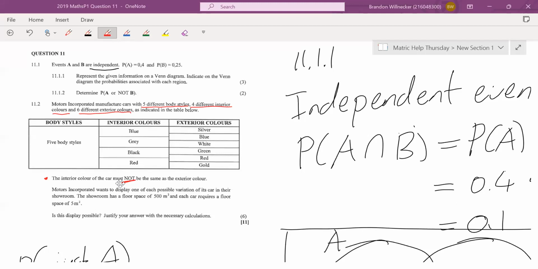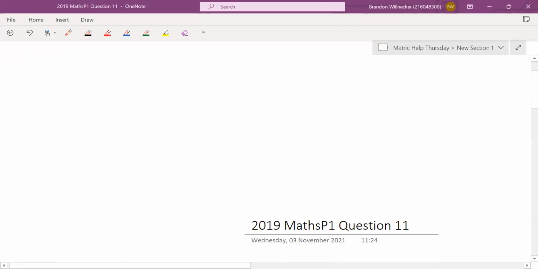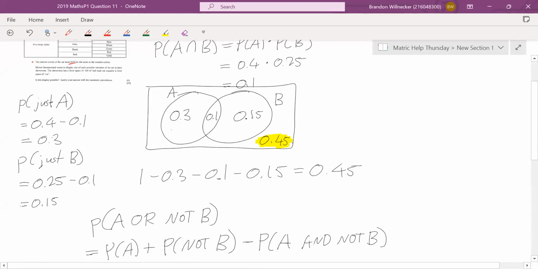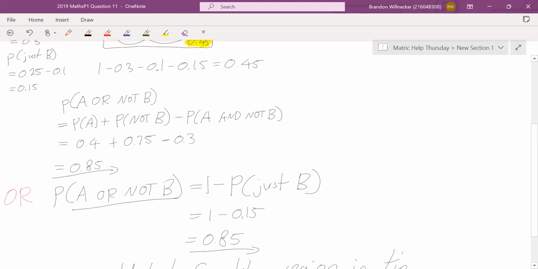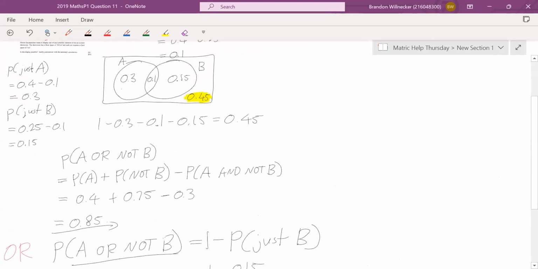Sorry, I've got a question here. Why did you put 0.3 for probability of A and not B? Let's just go to that part over there. That's this 0.3 over here. That region over there, that's 0.3. That's A and not B because we have excluded the intersection there. I hope that makes sense.